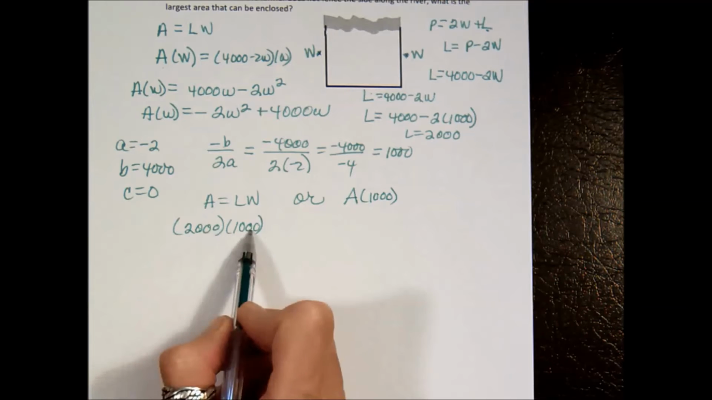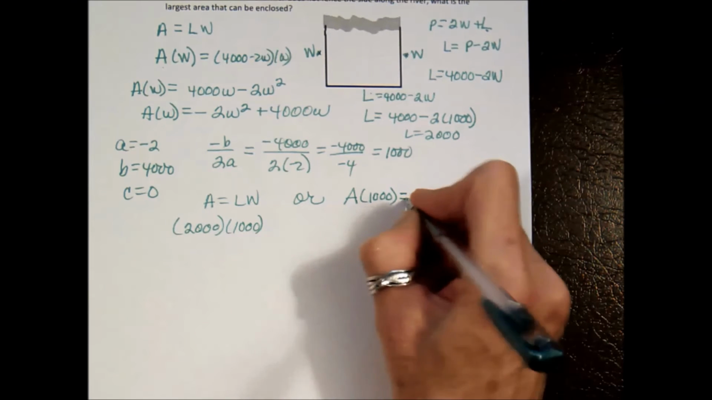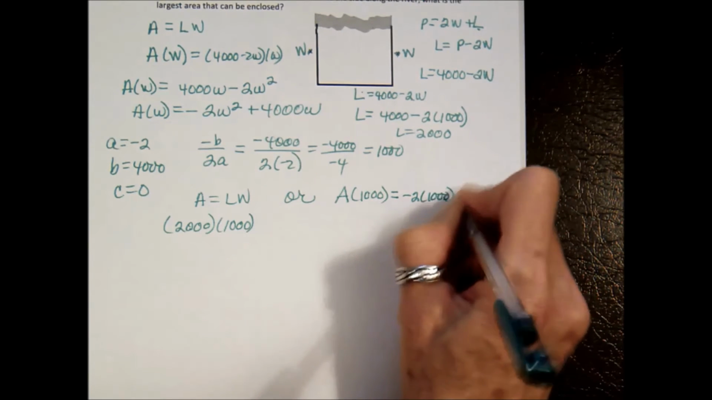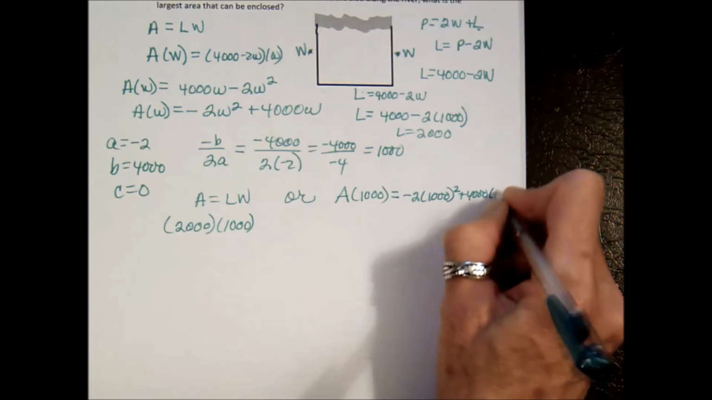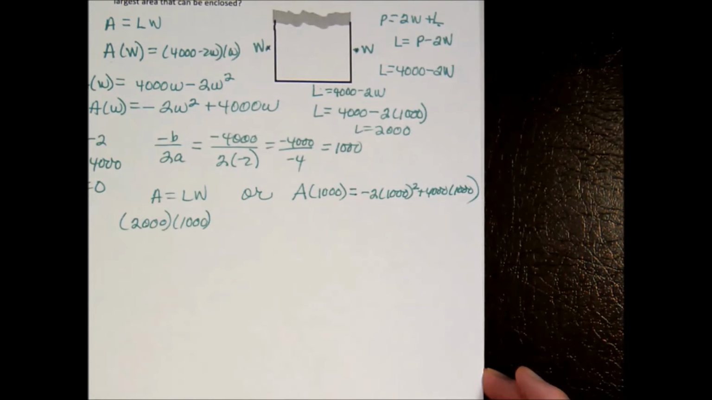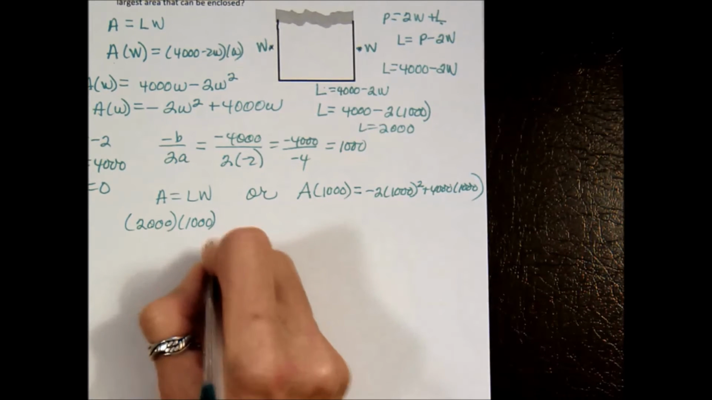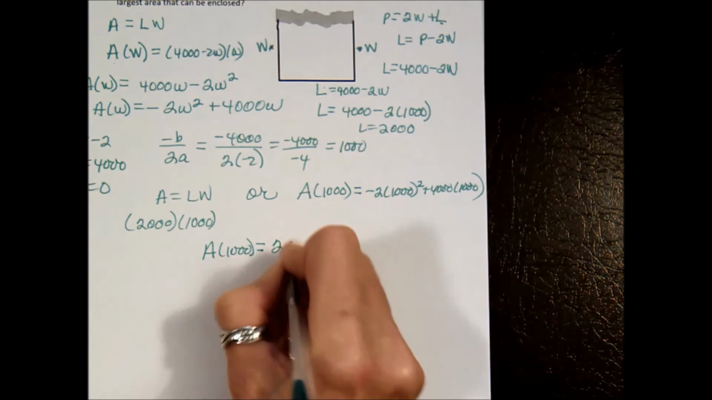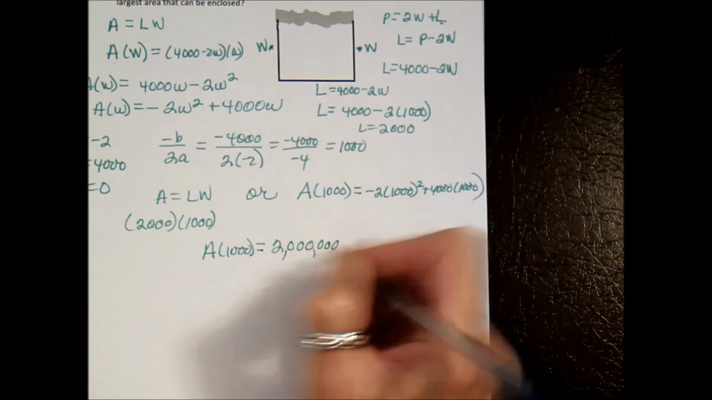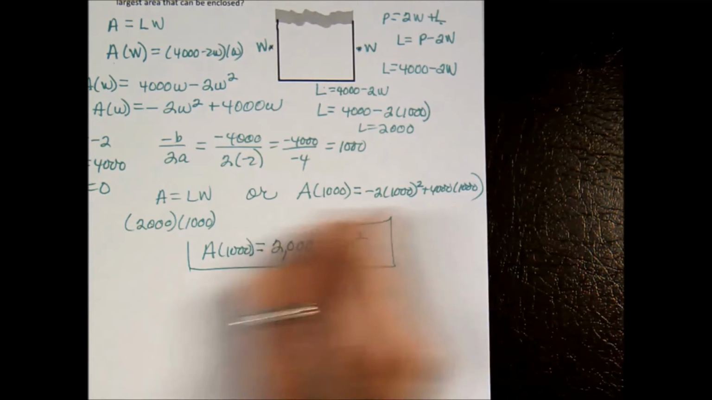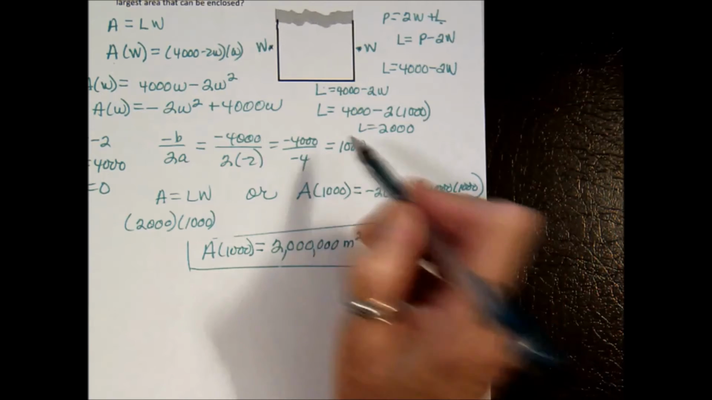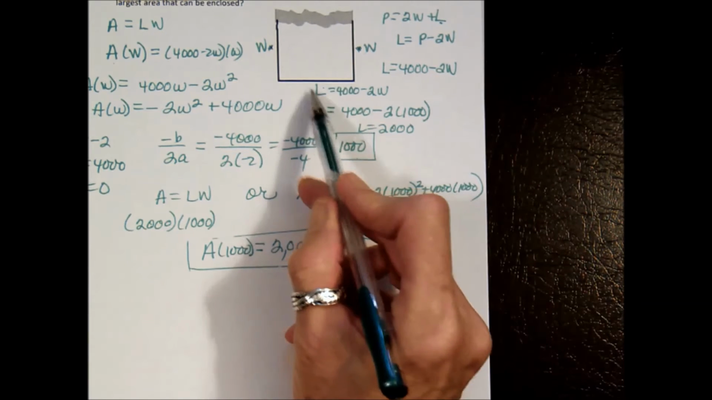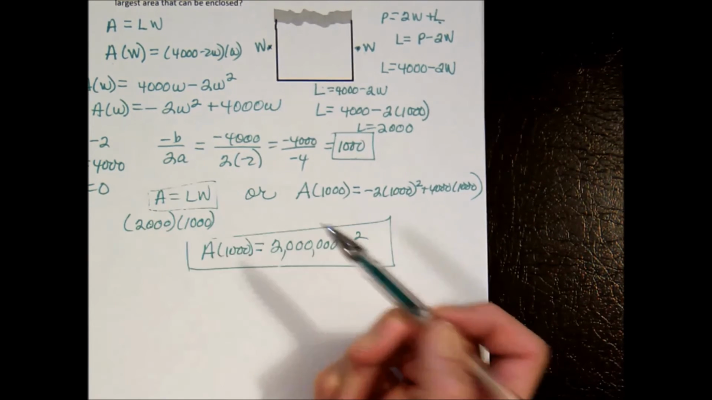I actually think it's easier to do it this way. But A of 1,000 in that formula would be -2 times 1,000 squared plus 4,000 times 1,000. I ran out of space. Either way, you're going to get A of 1,000 is equal to 2 million square meters. So once you have found your width that maximizes the area, you can just go back here and find your length and then find area this way rather than doing it this way.